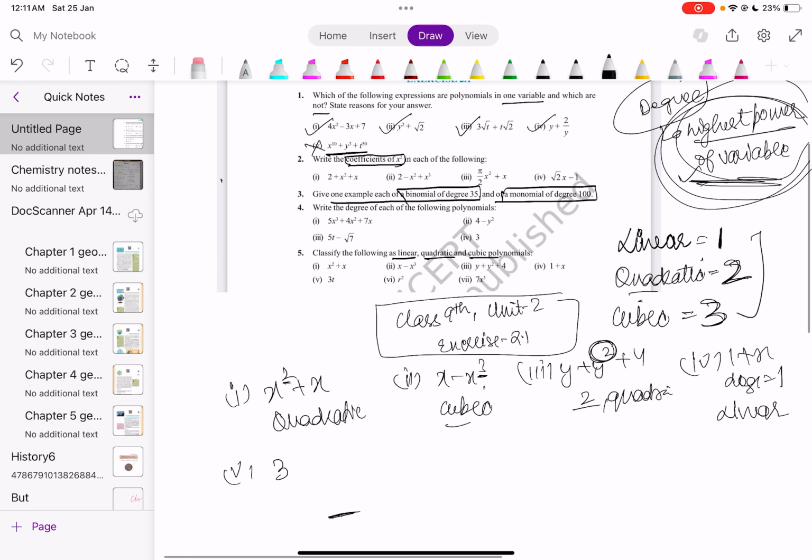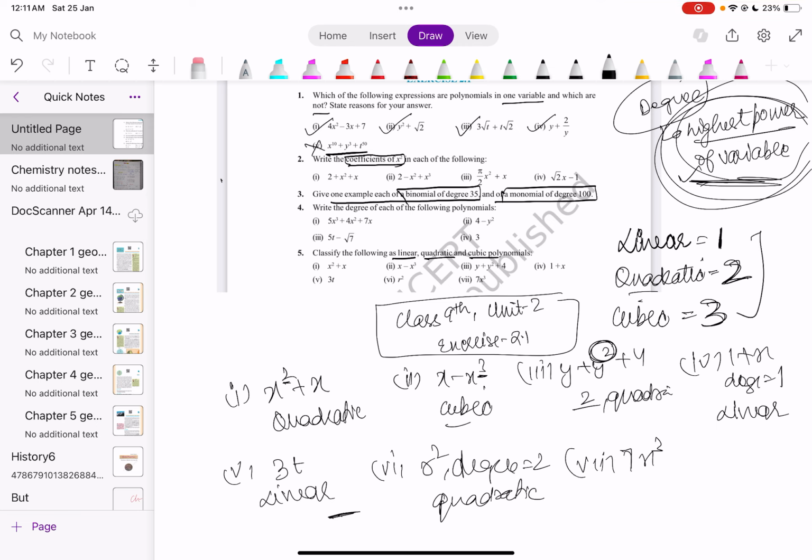Next we have 3t. This is also linear. Next, r square. Degree 2. So this is quadratic. Next we have 7x cube. Degree 3. So this is cubic.